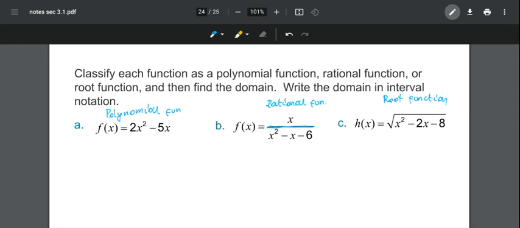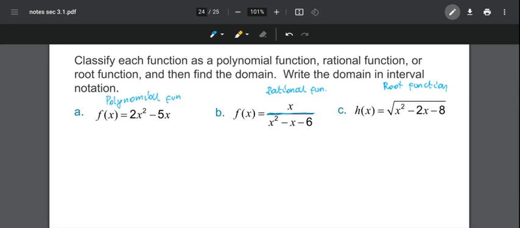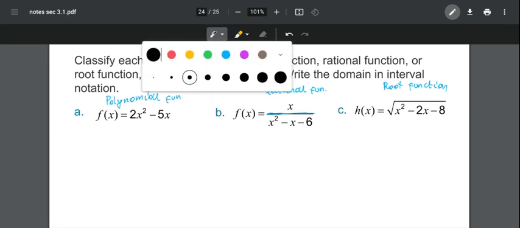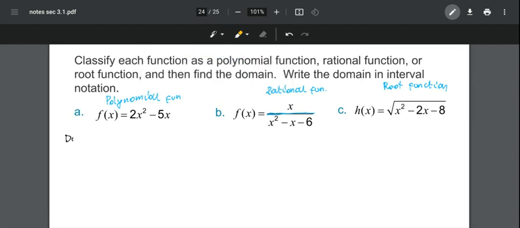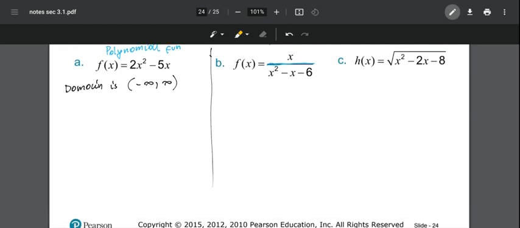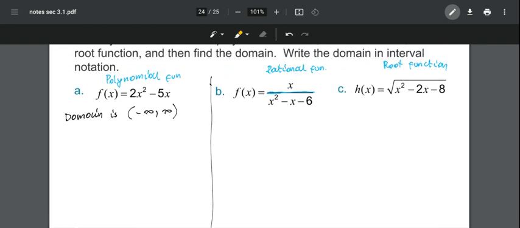Now we're going to find the domain. Since part A is a polynomial function, the domain is just the interval from negative infinity to infinity. Part B, we have a rational function. So to find the domain, we have to give the condition that the denominator is not equal to 0.